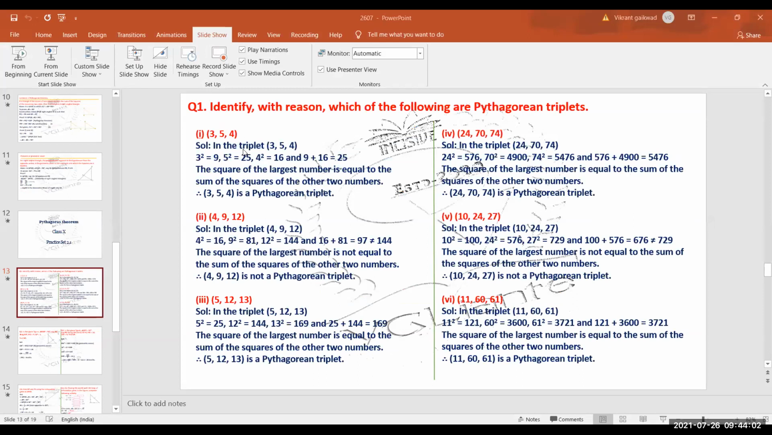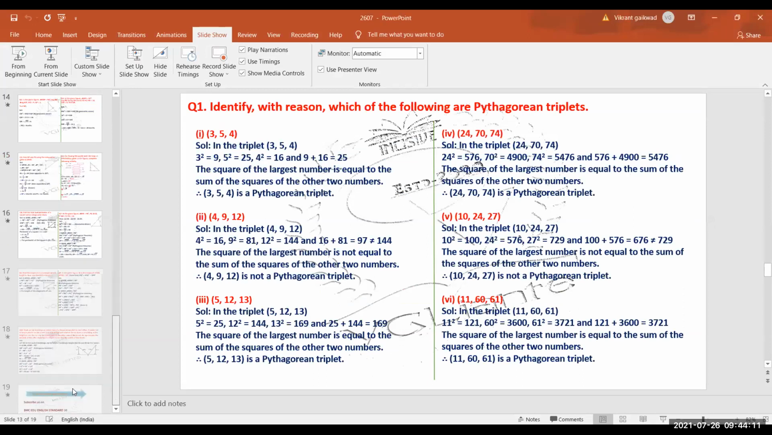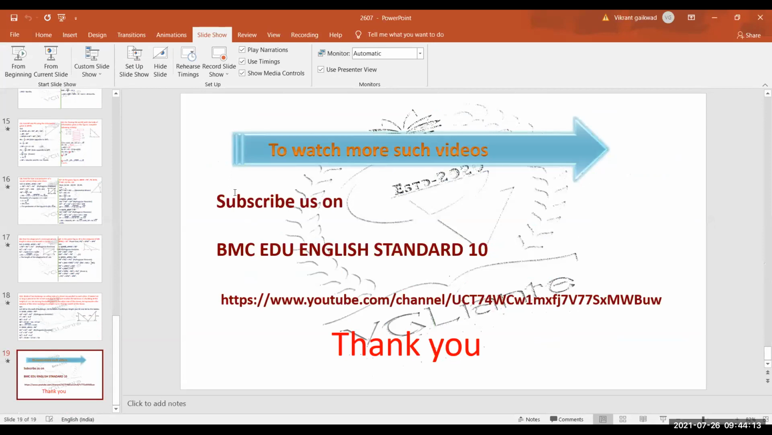Yes, Rehan and Mehrunisa. Hello, sir. Good morning. Yes, good morning, beta. Sir, can you explain to me the properties of Pythagoras theorem? Okay, I'll explain the Pythagoras theorem. Okay, sir. Yes, Rehan, what is your doubt, beta?